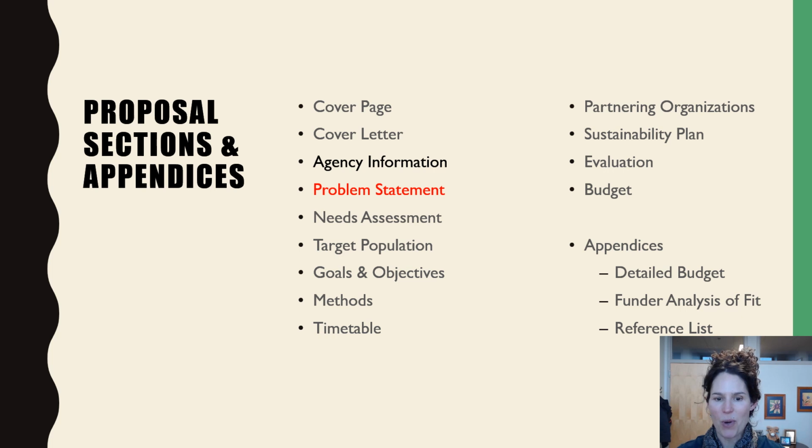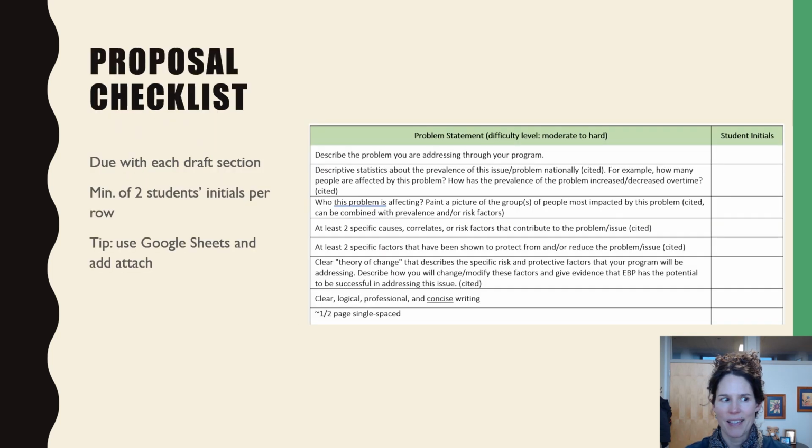All right, so just to orient you as to where this falls in the proposal, it's right after the agency information section. Remember, as you submit this draft, you want to also include the proposal checklist so that you get full points, with 2 students having checked and initialed each line.